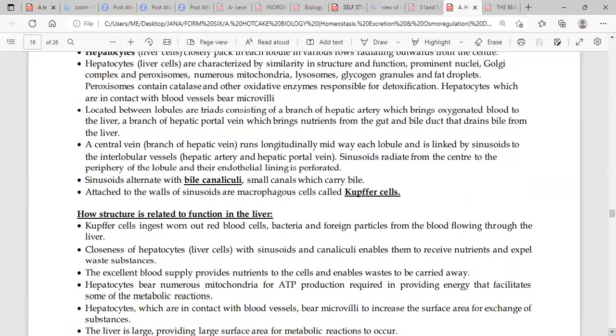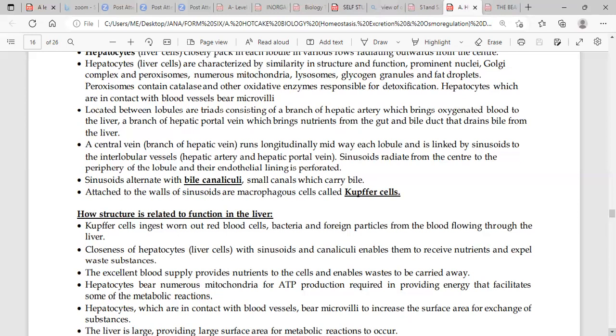How is it related to its function? Because the liver performs a lot of functions, it must have adaptations, specific structures that improve the working action of this liver. So the Kupffer cells ingest worn out red blood cells, bacteria and foreign particles from the blood flowing through the liver. That is the role performed by the Kupffer cells.